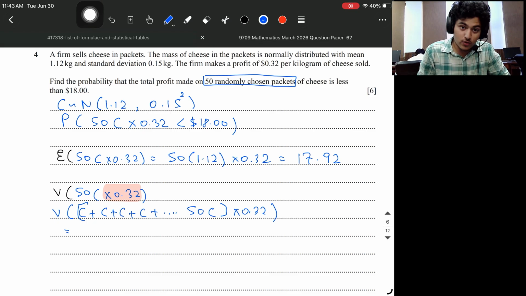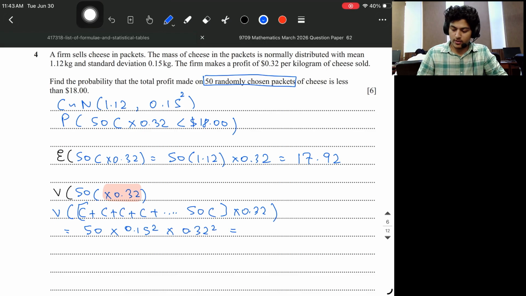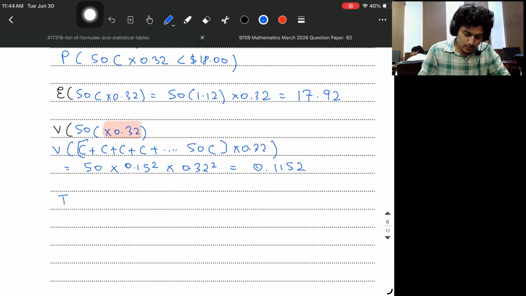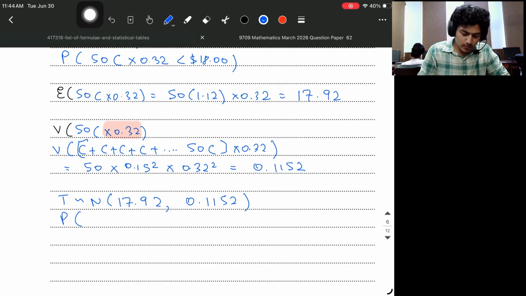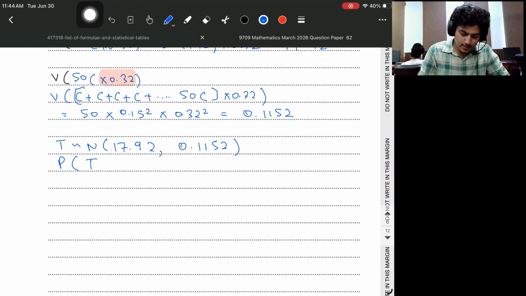So therefore the value we get over here is 50, not being squared, multiplied by 0.15 squared, and that being multiplied by 0.32 squared, right? And the value that you get for that is 0.1152. Right, so your new distribution for the total has come out to be 17.92 being your mean and 0.1152 being your variance. We need to find the probability that the total was less than $18.